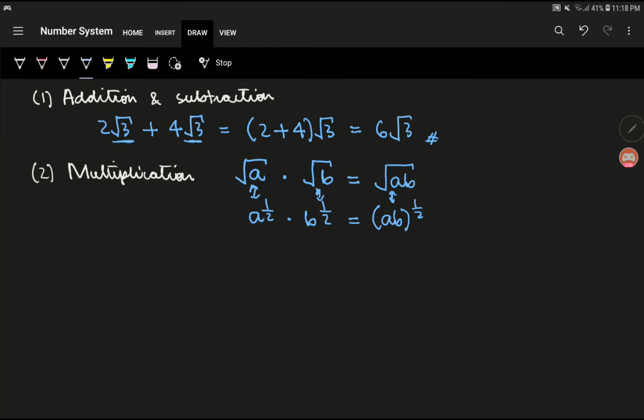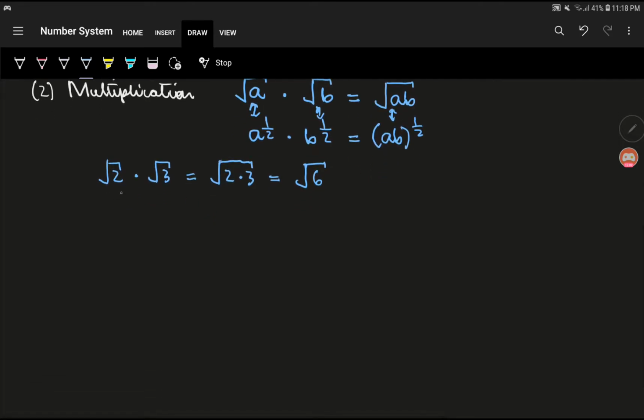Okay, so for example, we have surd 2 multiply surd 3. So according to this definition, according to this operation, surd 2 multiply 3. So 2 multiply 3 is 6. So we have surd 6. Or conversely, if we have, let's say, surd 24.